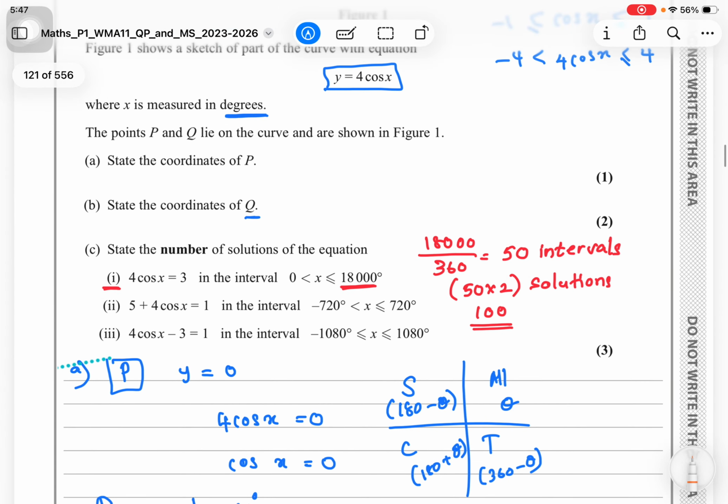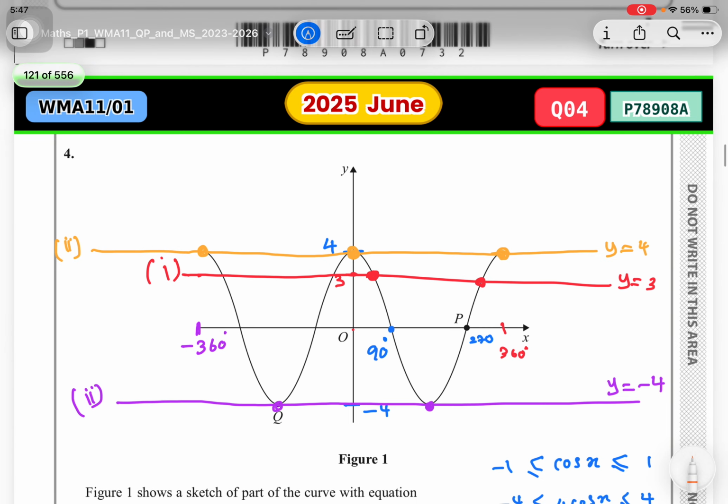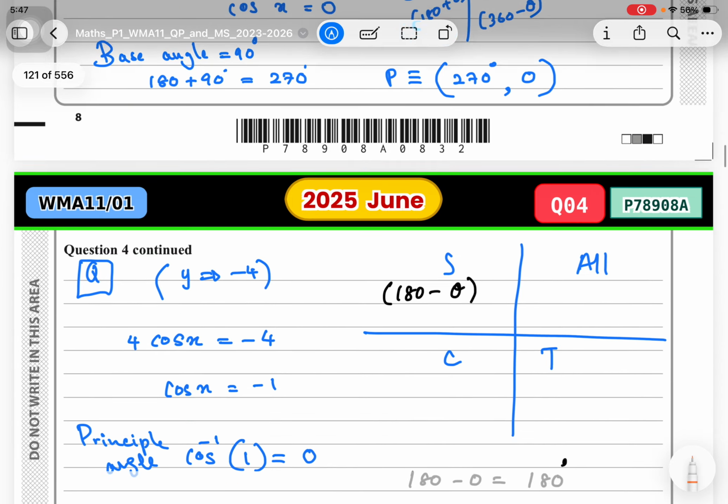So for every value, look at the graph and always try to identify with respect to the graph that you have drawn so far. So I think this is quite a better version of a cos curve.